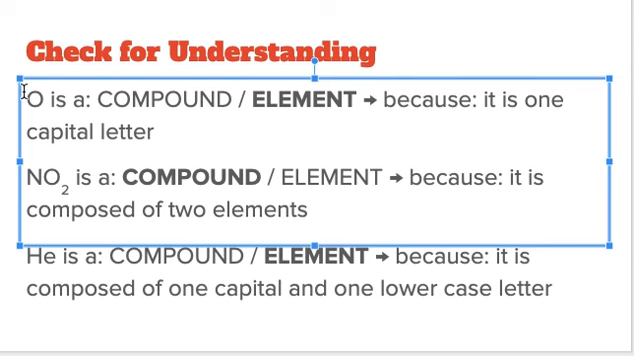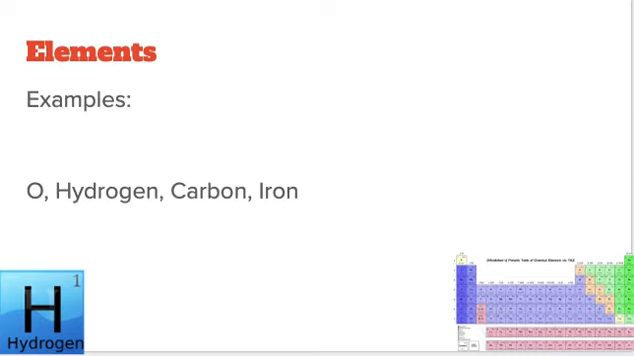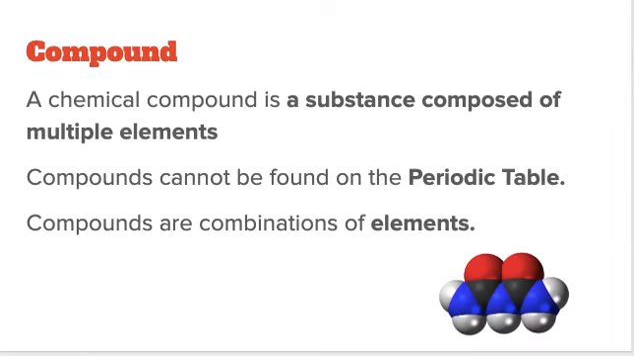To recap the video, we started off saying that an element is the building block of matter found on the periodic table. And then we did our naming rules right here. I gave you a few examples: oxygen, hydrogen, carbon, and iron. Those are those basic building blocks. A compound is multiple elements.